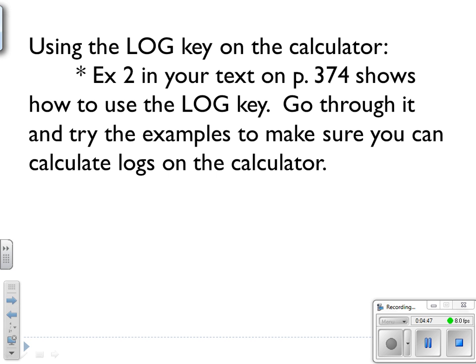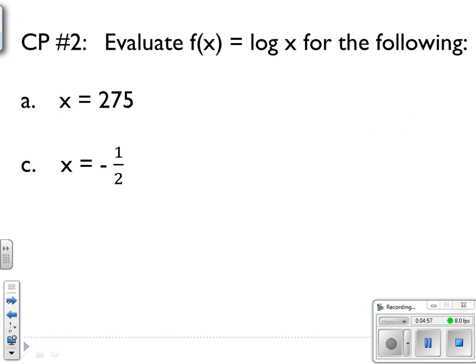We practiced a little bit of this in class, but again, back to page 374. Make sure that you know how to use the log key and you can key in those values and get them to match your book. Let's do a couple of the checkpoint ones at the bottom of the page.